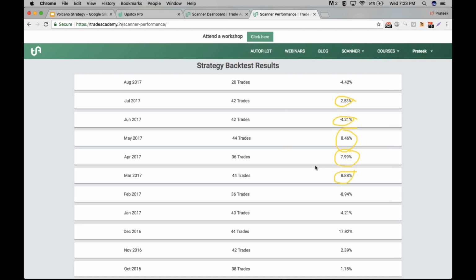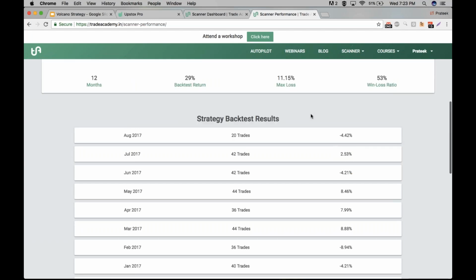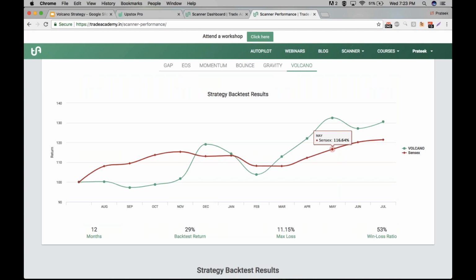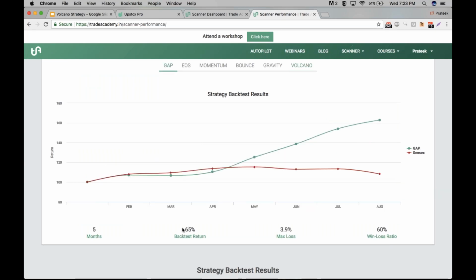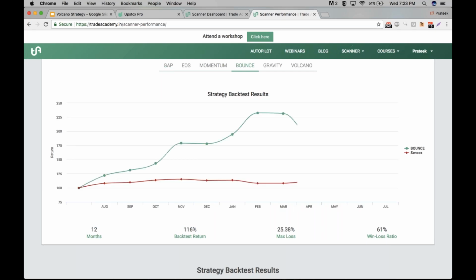So can you make money every month? Probably not. But if you trade it for 1 or 2 months, you will make cash, right? And if you look at other stocks, let's say Gap is 65% return in 5 months. So in 1 year, you would have earned 120%. I think that's the reason why people like Gap so much. If you look at Bounce, Bounce is 100% in 12 months.